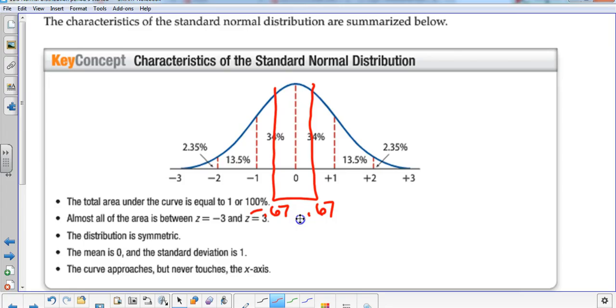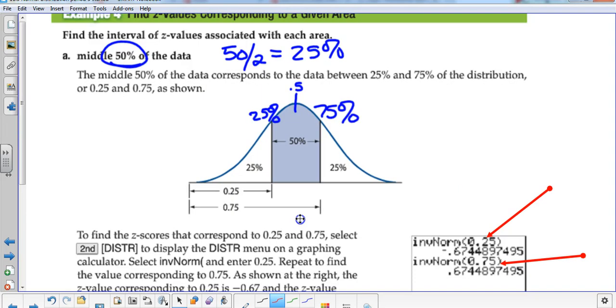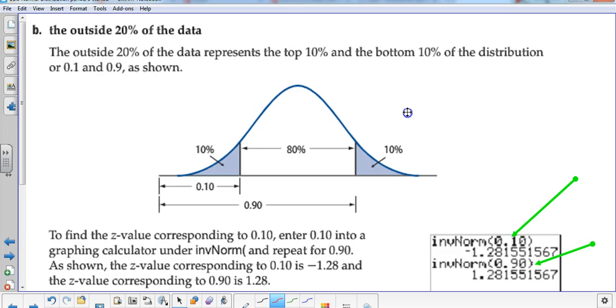Make sense? Okay, going back to our slide, let me find it. You would write this by saying the z value has to be between here and here. Does that seem okay? All right, it's symmetric. That's why positive, negative.